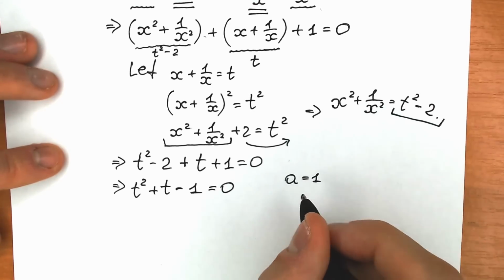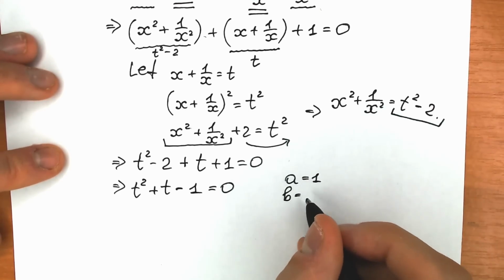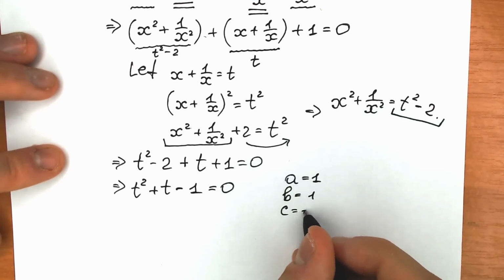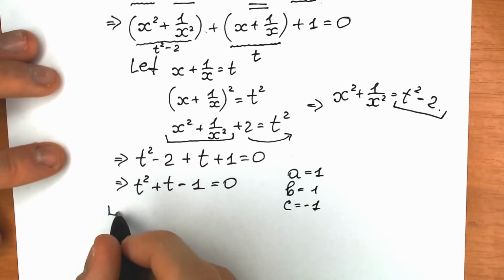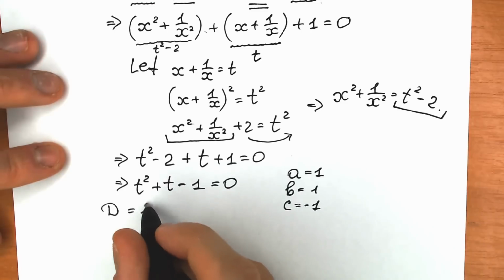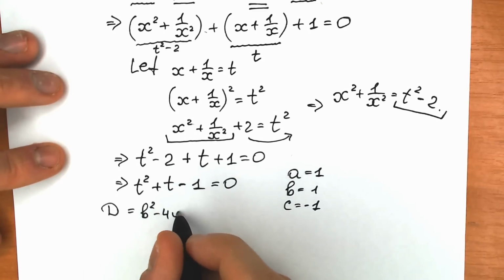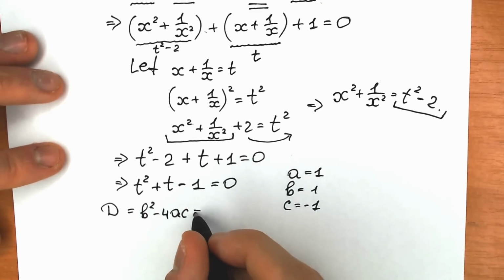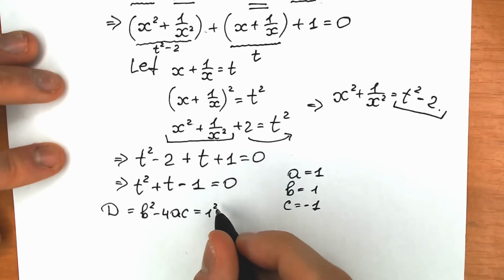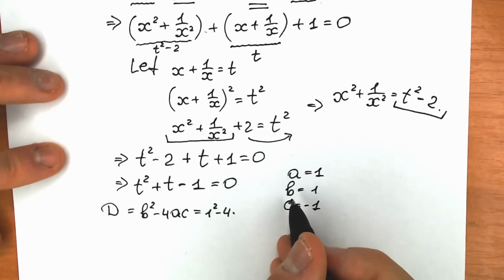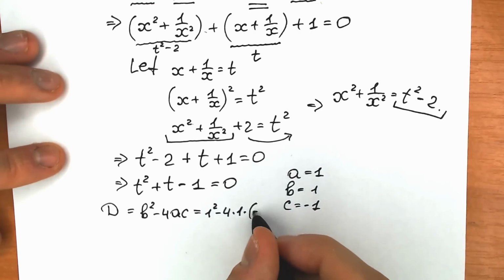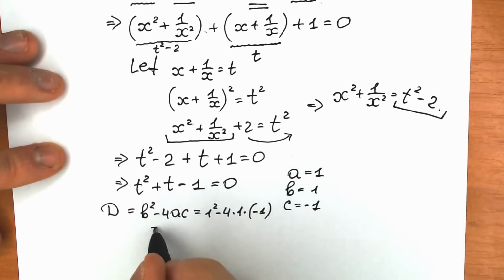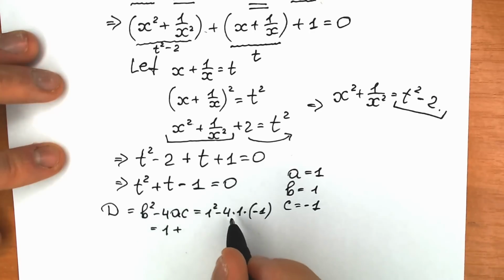So we have a equal to 1, b equal to 1, and c equal to minus 1. Right now let's plug each of these elements in. We will find our discriminant: b squared minus 4ac. As a result, we have 1 squared minus 4 times 1 times minus 1, so 1 plus 4. We have 5.